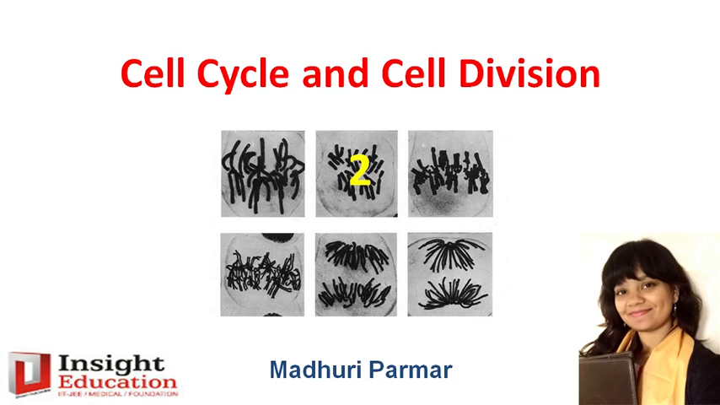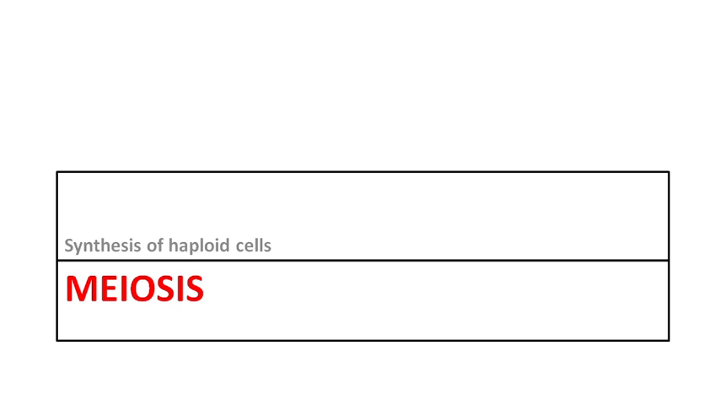In today's class, we will be discussing meiosis, which is synthesis of haploid cells. Meiosis occurs to help in reproduction. It is the first step in reproducing sexually.